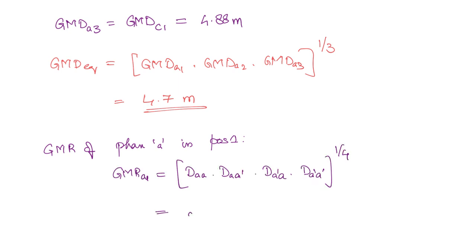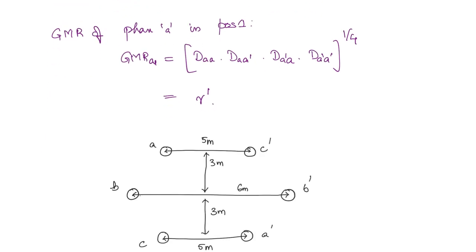So this is equal to DAA, which is nothing but R', and what will be DAA'? Here AA' is here, right? We need a right angle triangle, so we will take this right angle triangle. So this distance is how much? It will be 6. This distance is 5. So what will be DAA'? It is going to be root over 6 square plus 5 square. Similarly, DA'A is also the same thing, and DA'A' is R'. So you can basically take this as square, and this entire thing will have to the power 1 by 4.